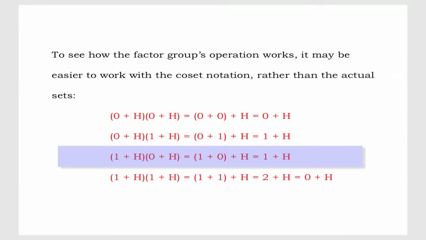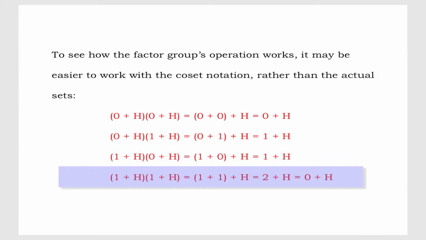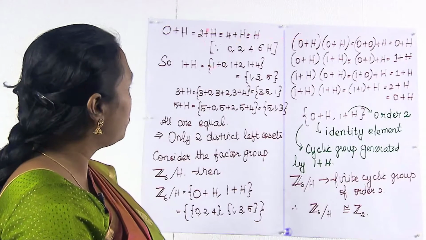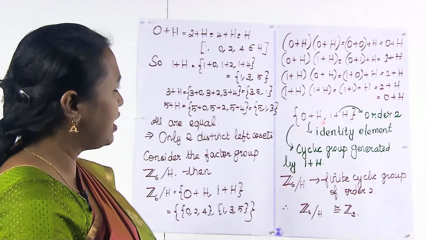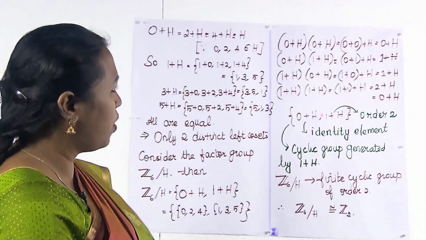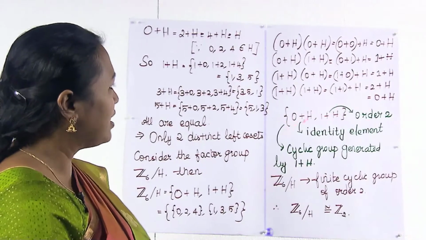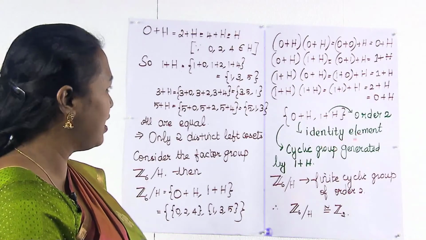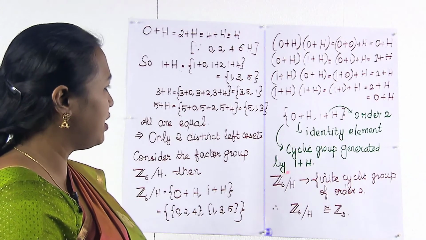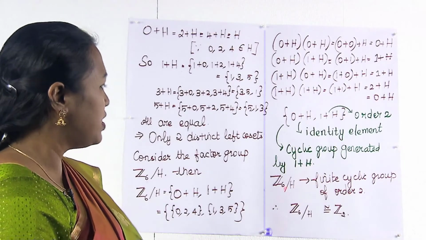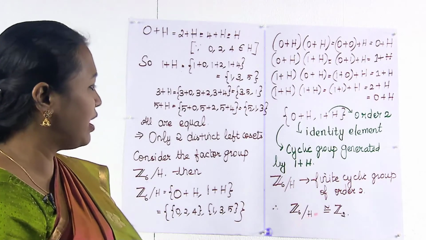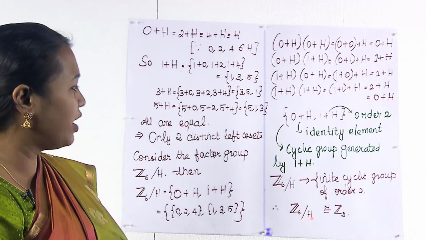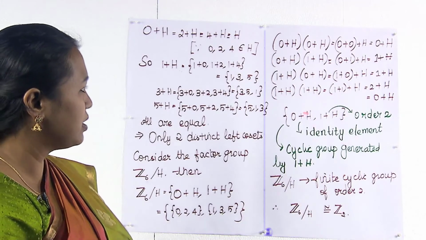And likewise, 1 + H times 0 + H is also 1 + H, and 1 + H times 1 + H is 2 + H, but we know that 2 + H is H, so that is equal to 0 + H. Therefore, in {0 + H, 1 + H}, 1 + H is of order 2, and 0 + H acts as the identity element, and therefore this is a cyclic group generated by 1 + H. Now, Z6/H is a finite cyclic group of order 2, and hence we can clearly see that Z6/H is isomorphic to Z2.